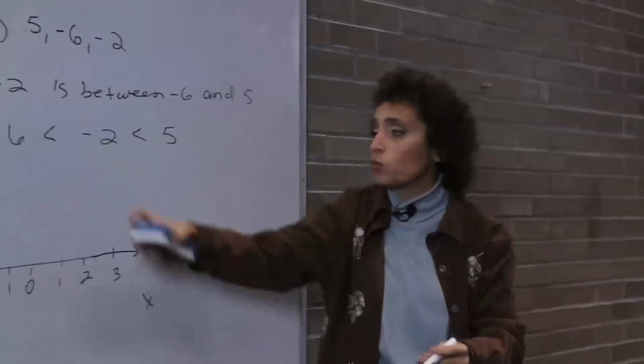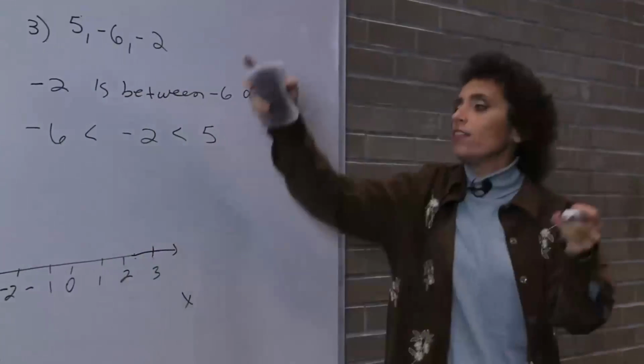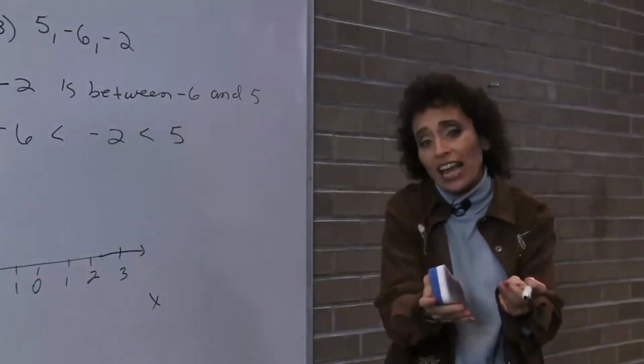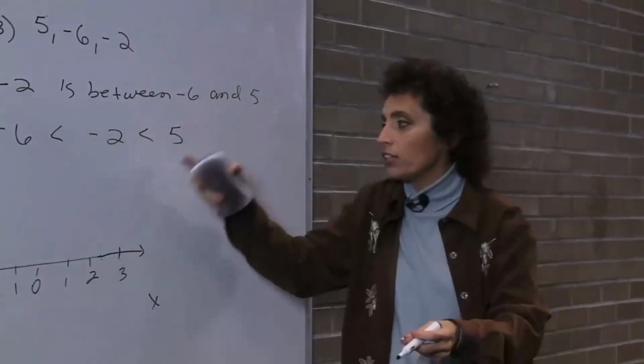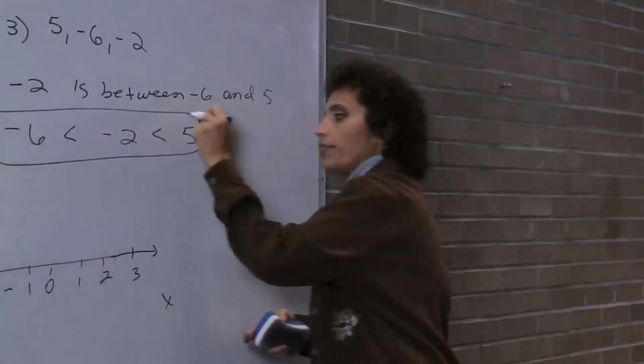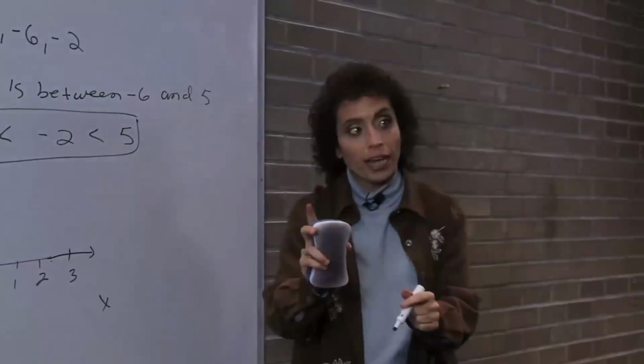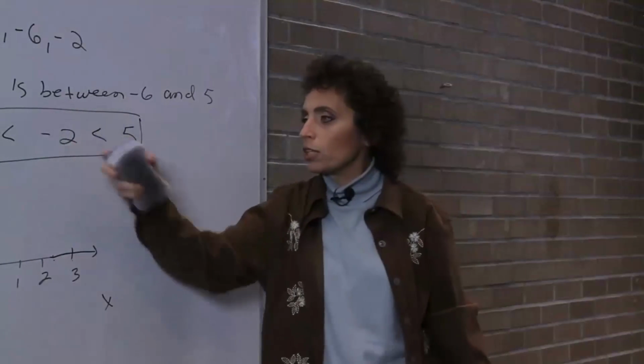And again, I can also say it this way. Negative 6 is less than negative 2, which is true. And negative 2 is less than 5. But it's important to say "and" there. And negative 2 is less than 5. And that's also true. So that's how we do that. And that's going to be really, really important when we have a variable in there. I know you can't wait for that. Okay, but that's really important.